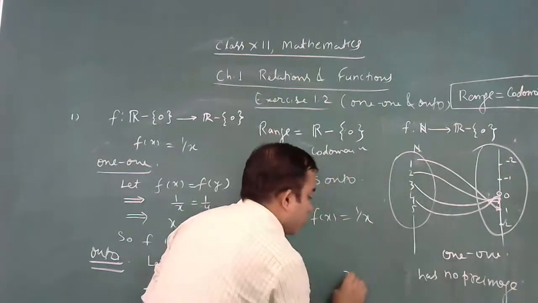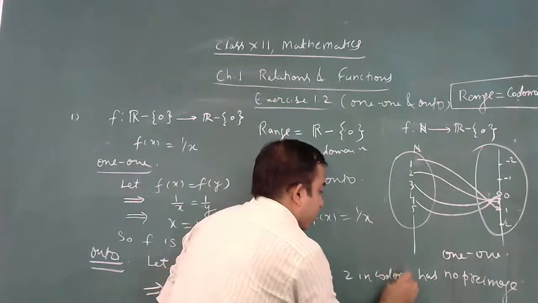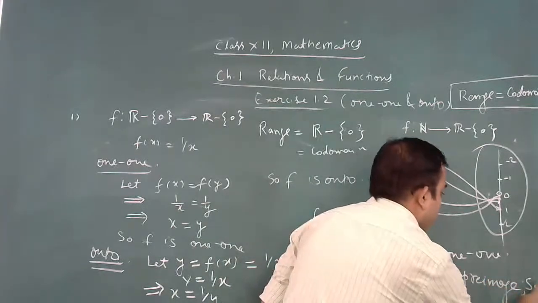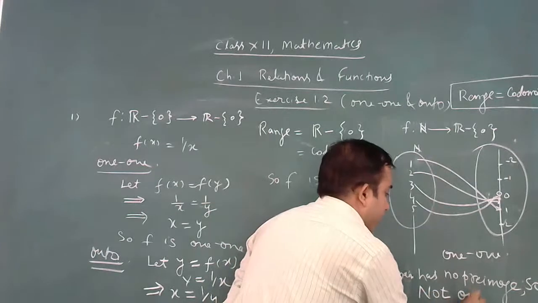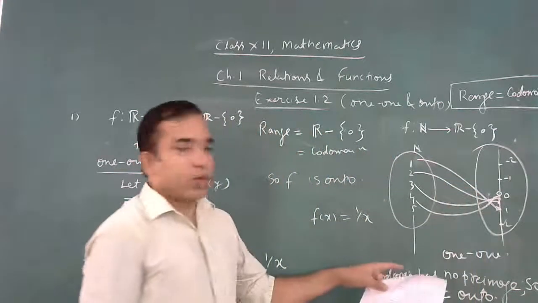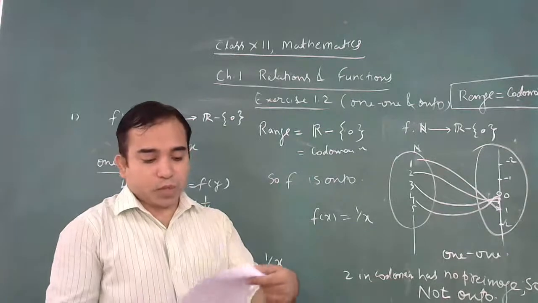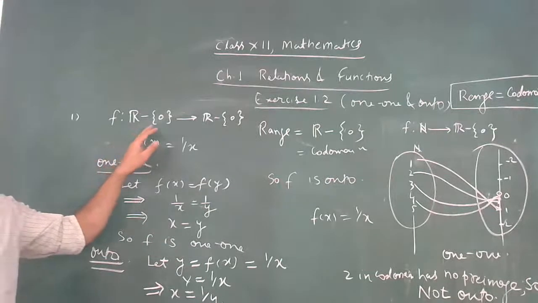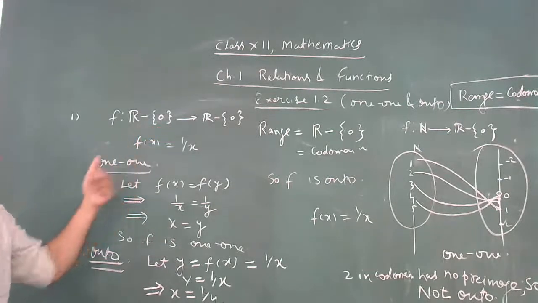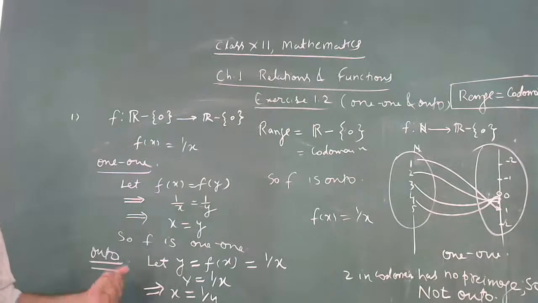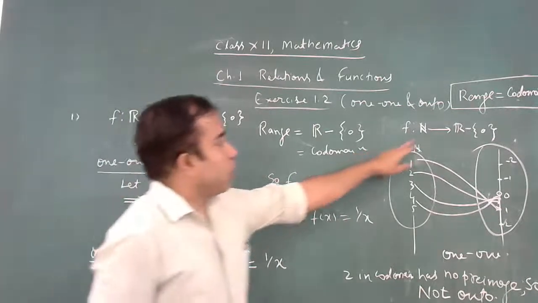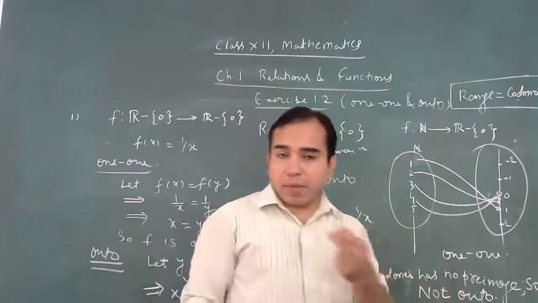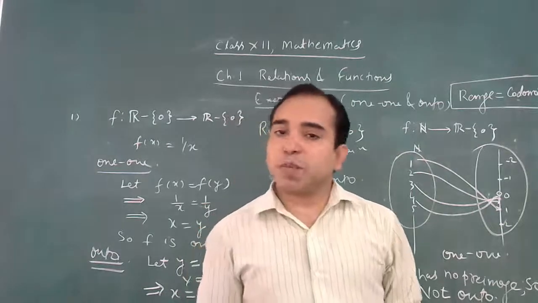है ना? 2 in codomain has no pre-image, so not onto. ठीक है? 1 1 है but not onto. तो मैं ये कह रहा हूँ कि when the domain is R or any other uncountable subset of R, go with this method. If domain is natural or integer, arrow diagram is better. Right? ये बात हम आगे ध्यान रखेंगे, आने वाले क्वेश्चंस पे भी अप्लाई करेंगे.